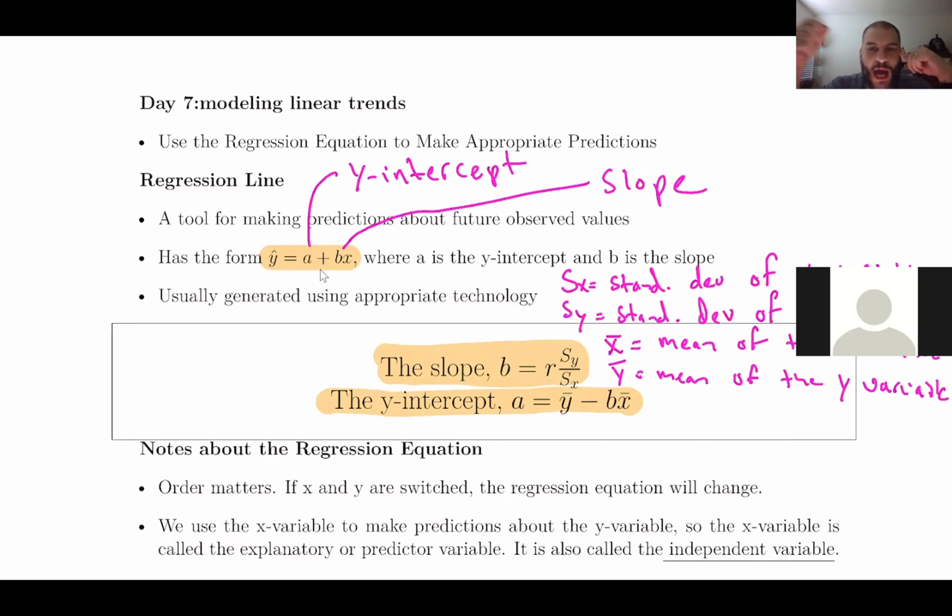So if you see Y bar, that means the mean of the Y variable. If you see X bar, that means the mean of the X variable. If you look at the formula for the slope, you get R, multiply by the standard deviation of Y, and then divide by the standard deviation of X. A is the mean of Y minus our slope multiplied by the mean of X. All right. Any questions in regard to any of those two formulas?